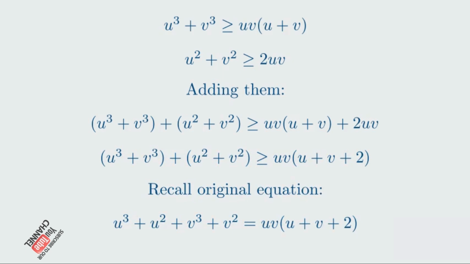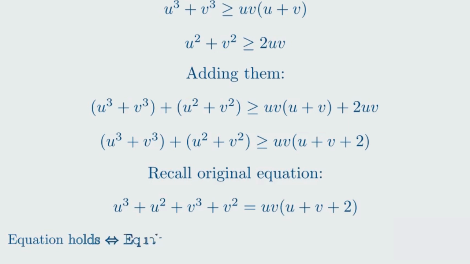We have shown that for any positive u and v, the left side is always greater than or equal to the right side. Our original problem, however, states that they must be equal. Therefore, the only possible solutions are those for which the equality holds. For the equation to be true, the inequality must be an exact equality. So, we need to find the conditions under which equality holds true for both inequalities simultaneously. This is the crucial step in our solution.